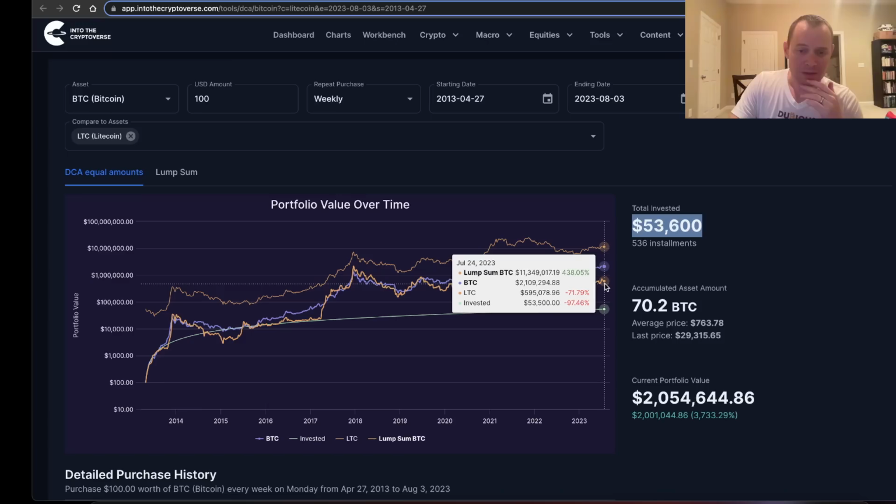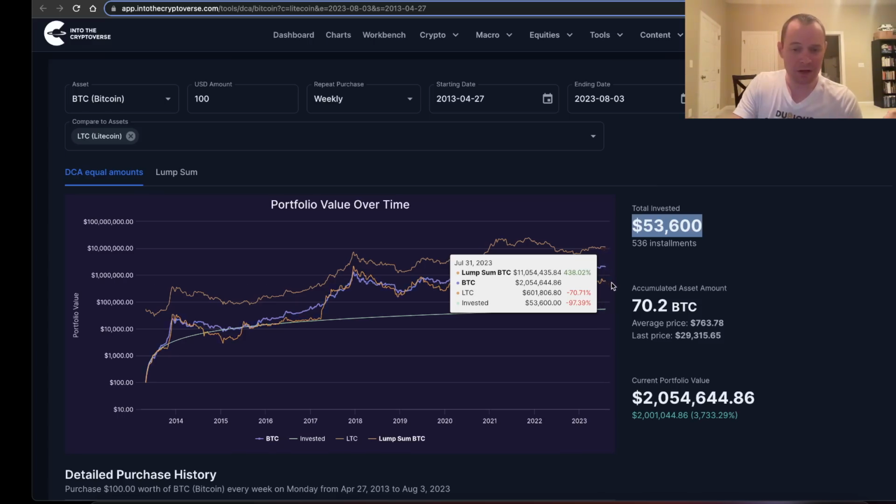And so now a DCA strategy in Bitcoin, hold on to your hat, right? A $100 DCA strategy a week since 2013 would now be worth $2.1 million. Litecoin, your portfolio, would be worth $595,000. Now, you would have only invested, and I say only, right? But you would have invested $53,600 during those 10 years. So you would have invested just over 50K over that 10-year time frame.